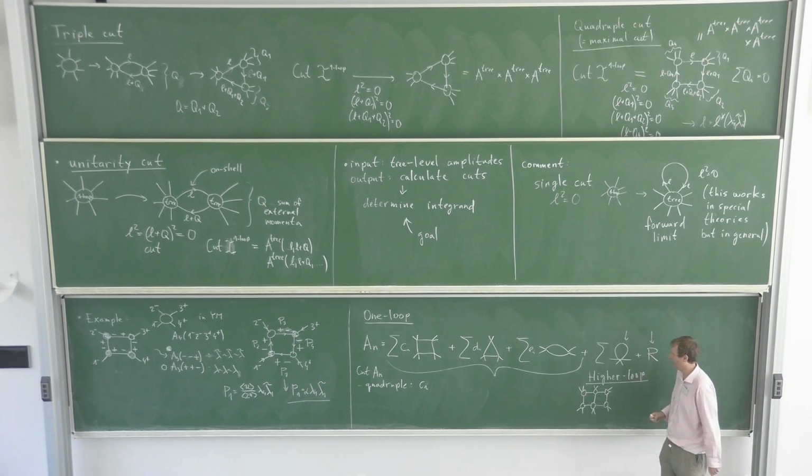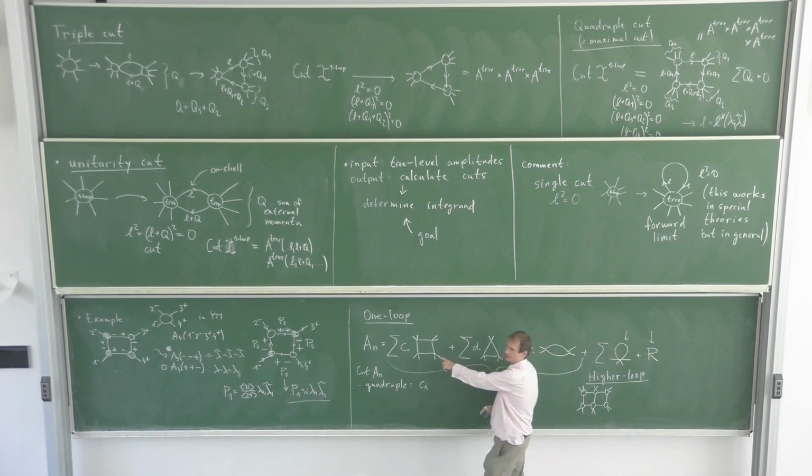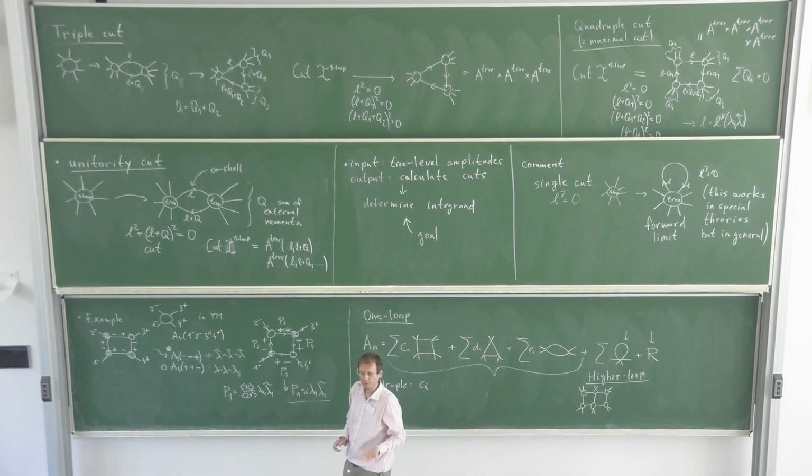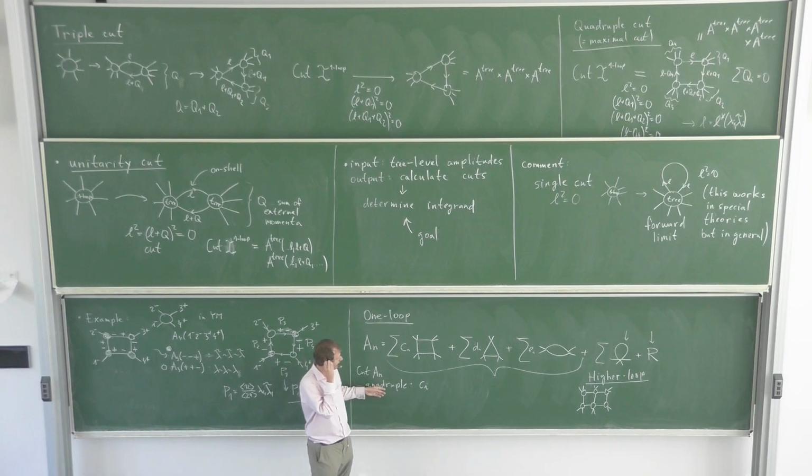Okay. And you do the same thing for using these cuts to calculate the integrand. You have to write a basis. You have to do the cuts on the left-hand side. And you calculate the coefficients on the right-hand side. However, for higher loops, you typically don't have such a luxury that you can calculate a cut and directly calculate the coefficients from one cut.